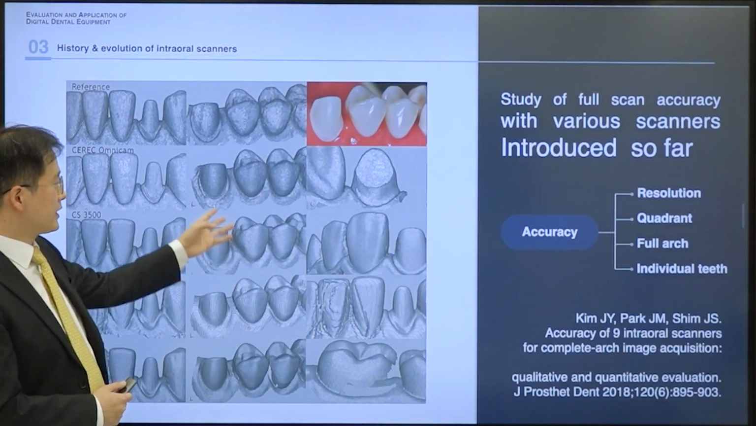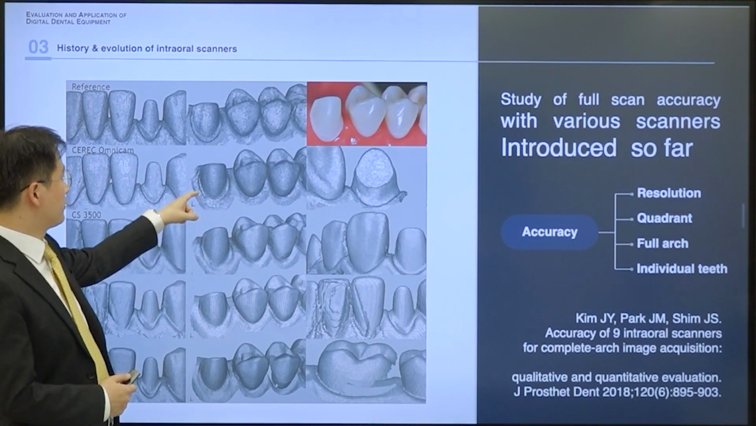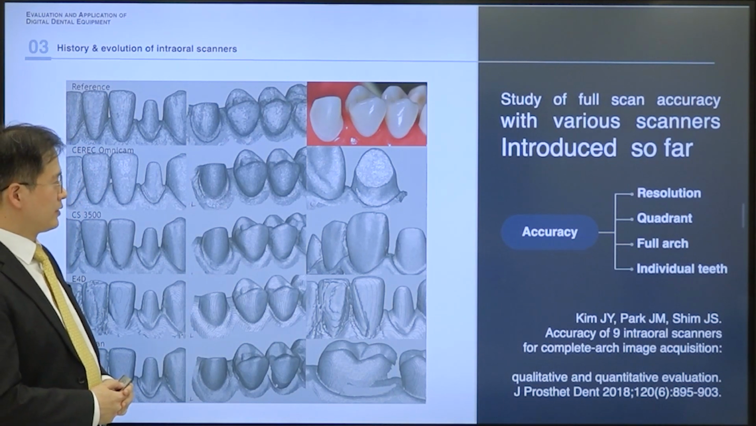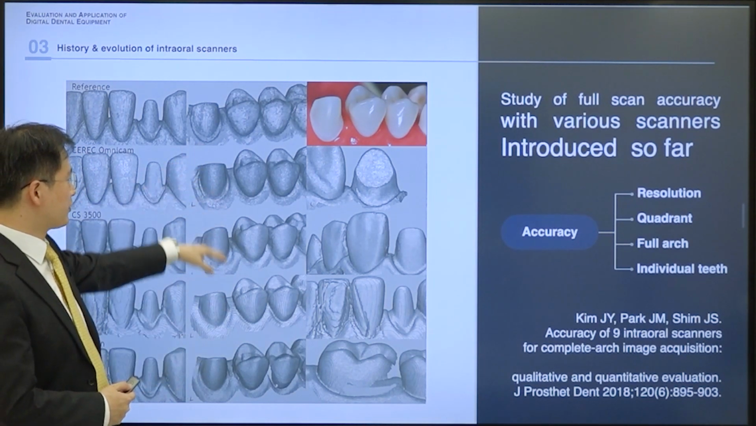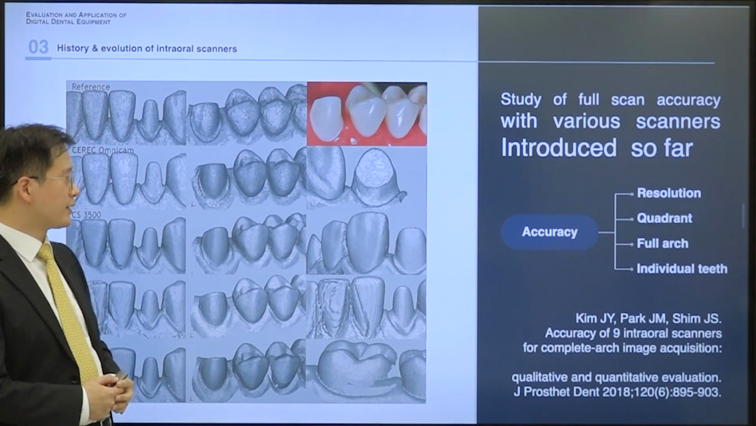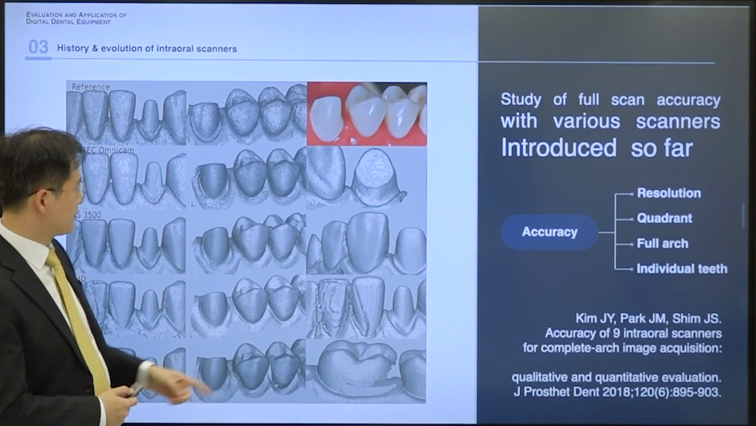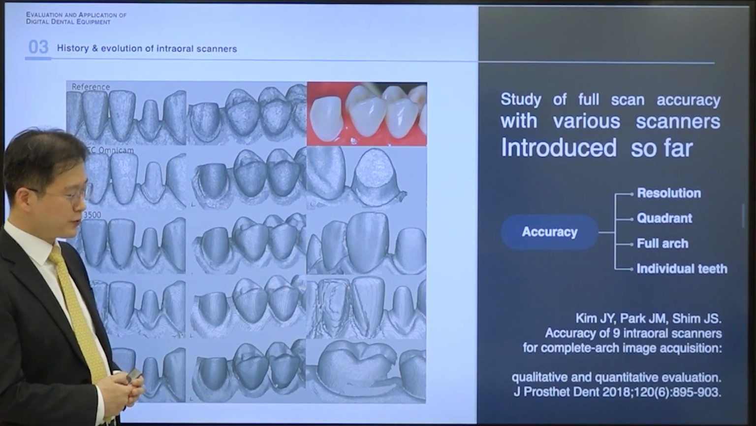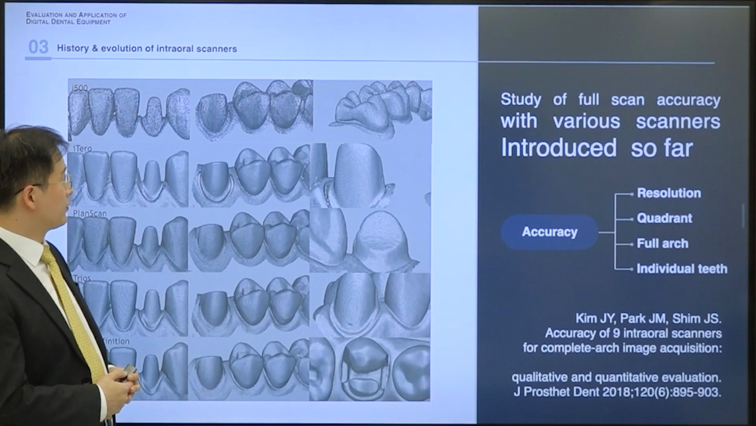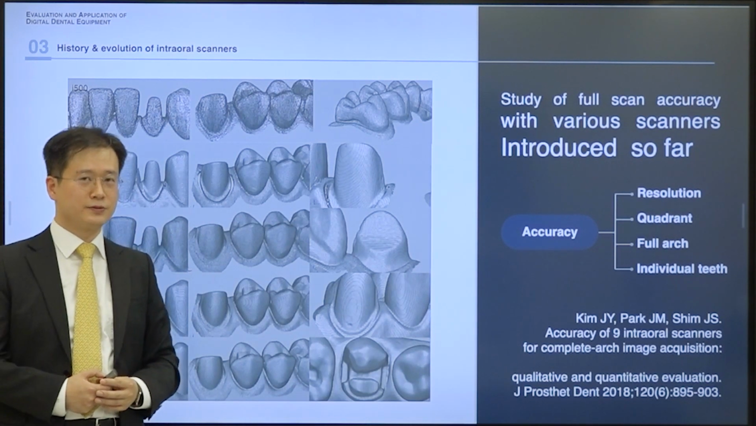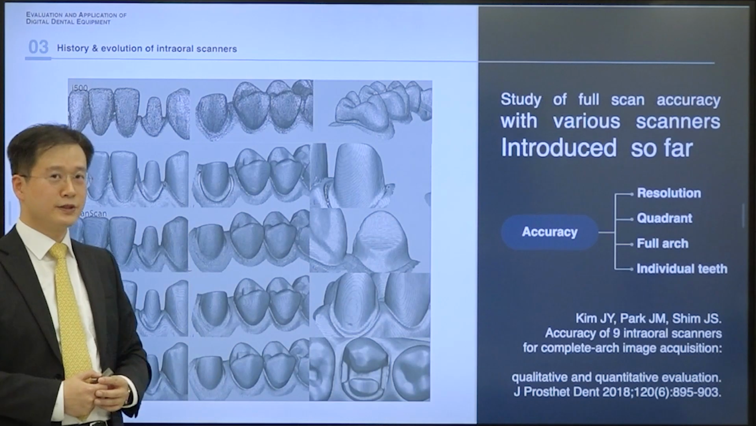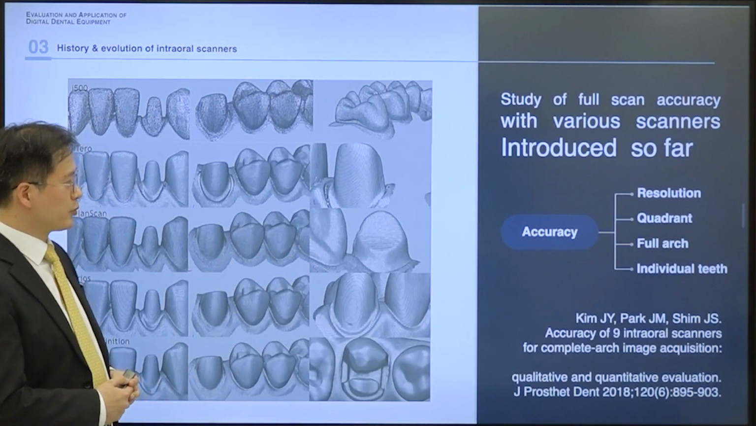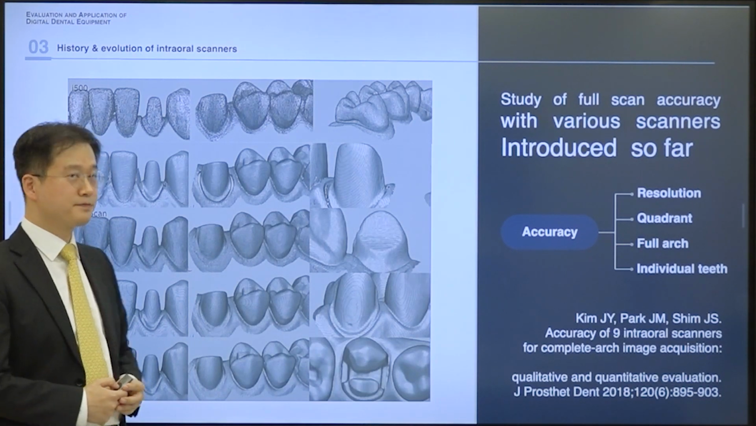As you can see on the slide, the same abutment tooth can express various shapes depending on intraoral scanners. They also have defects shown in this photo. So we also have to inspect the resultant acquired data before we transfer it to the other laboratory or design center.